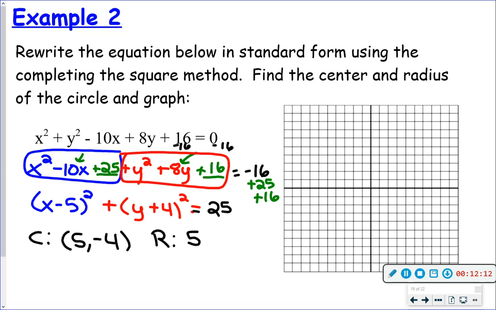Okay, plot it. Let's plot the center, 5, negative 4. And then of course, from the center, radius, I'm going to go up 5, right 5, down 5, left 5, and let's see how my artistic skills are today. No promises. 1, 2, 3, 4, 5. All right, let's see what happens.